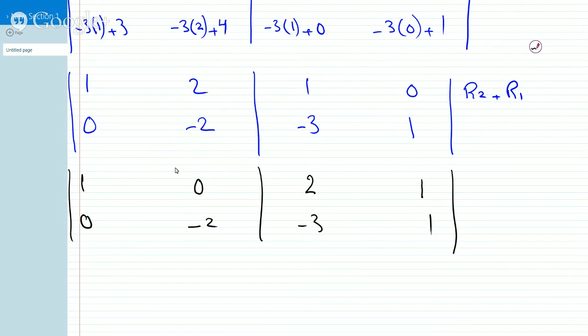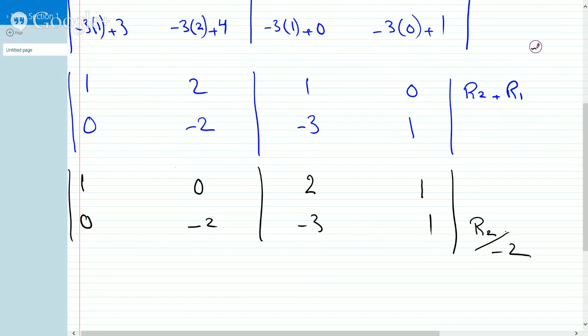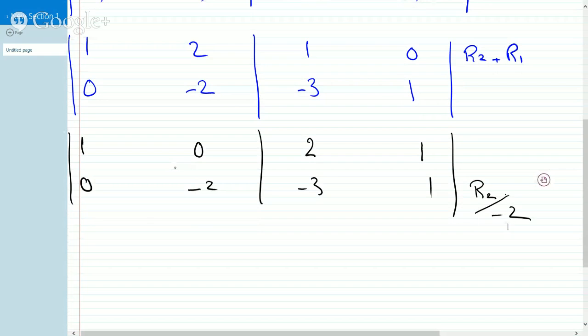Look, this is a 0. There's no way you're going to be able to do anything with this. You could just divide this whole row. This needs to be a 1, and this is a 1. So just divide row 2 by minus 2. That's it. And that stays 0. Row 1 doesn't change: 1, 0, 2, 1.